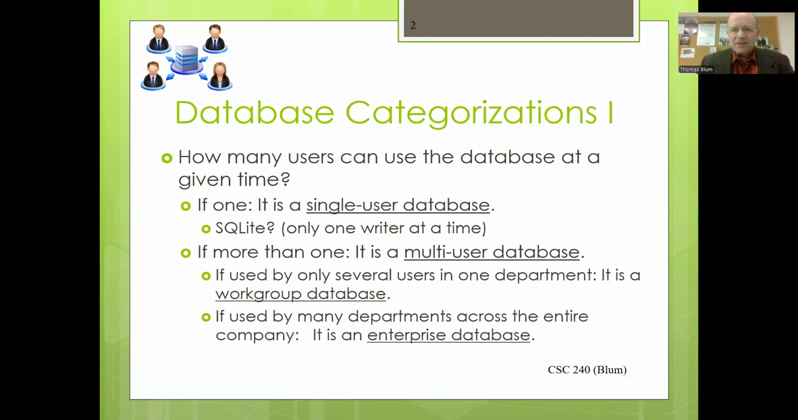Okay, so some ways to categorize databases. One is how many people are using it at a time. If you have a database and only one person uses it, then you might call that a single user database. If you can have more than one, you would call it multiple user. And then there's how many. If it's shared by just a department at a larger corporation, then it might be a work group database. But if it's spread across many departments in the entire company, then it might be an enterprise database.